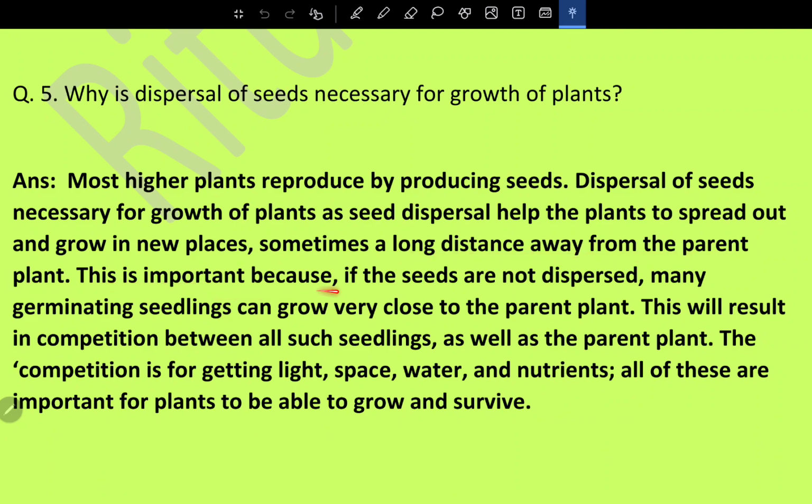This is important because if the seeds are not dispersed, many germinating seedlings can grow very close to the parent plant. This will result in competition between all such seedlings as well as the parent plant. The competition is for getting light, space, water, and nutrients. All of these are important for plants to be able to grow and survive. This is why dispersal of seed is very important.